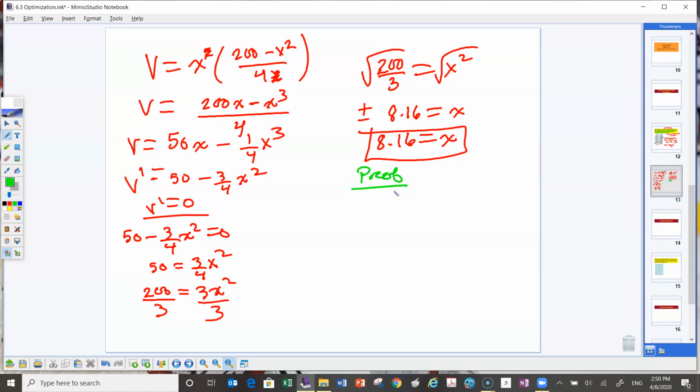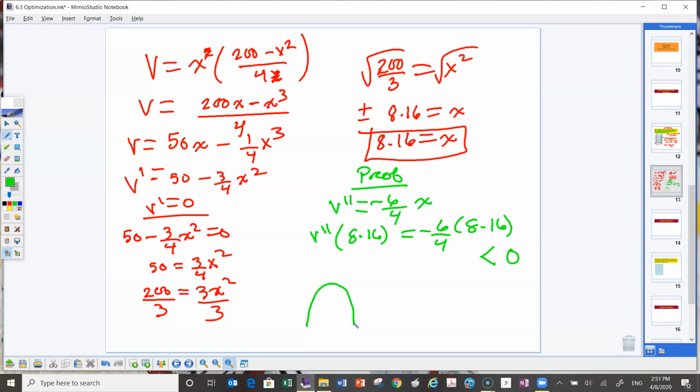So I'm going to use the second derivative test, and the second derivative is going to be the derivative of 50, which is 0, minus the derivative of 3/4 x squared, which would be negative 6 over 4 x. And if I plug 8.16 into x and I multiply, I really don't care what the number is. I know it's going to be negative because I have a negative times a positive. That means my graph is concave down at that critical number, and if it's a critical number and the derivative is 0, it has to be a max. So we know we have a max when x is equal to 8.16.